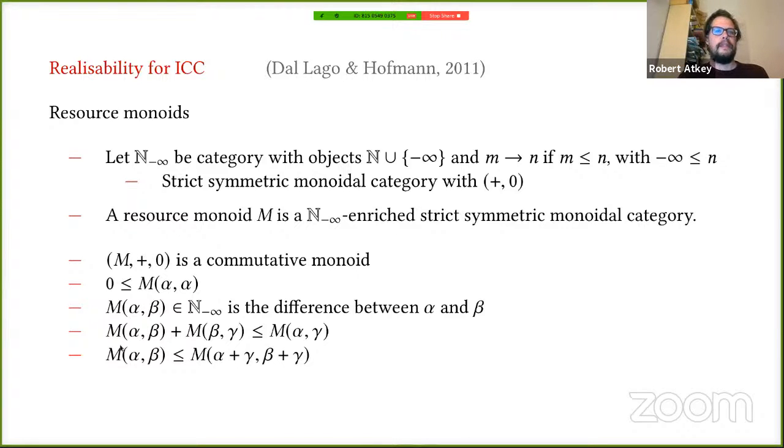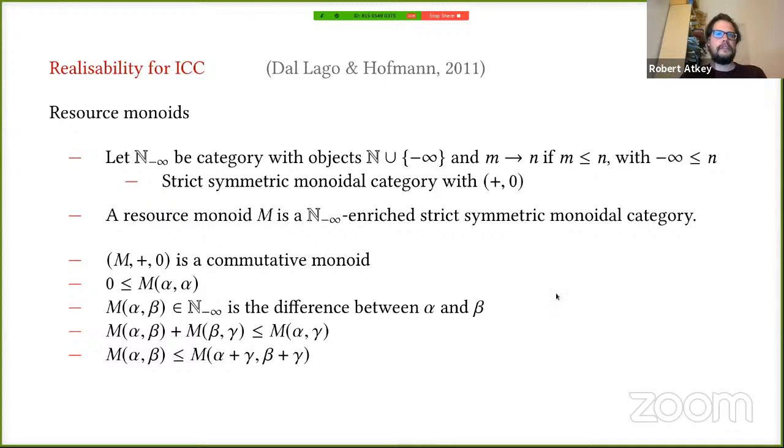So the difference between alpha and alpha can't be anything less than 0. And we have this kind of inverse triangle law, that going from alpha to beta and beta to gamma is less than going from alpha to gamma. And this is the symmetric monoidal part as well.